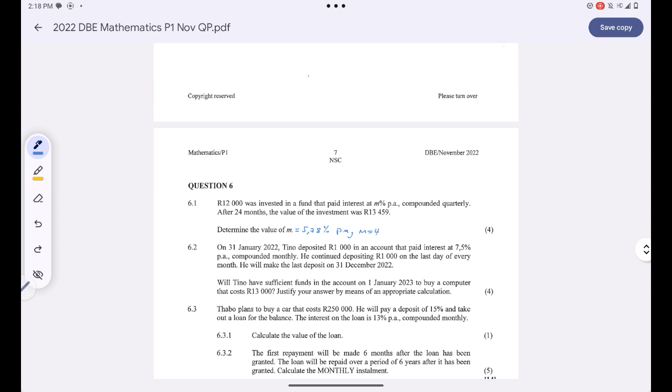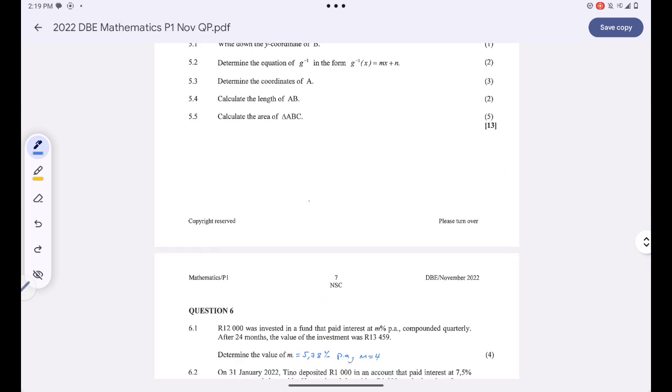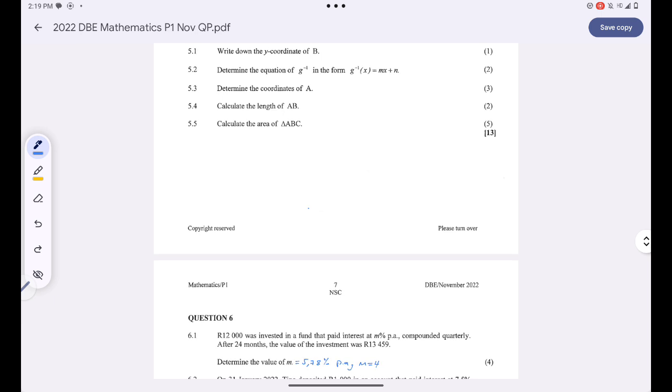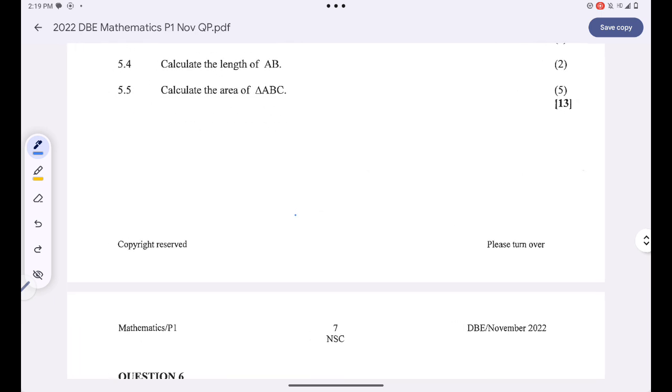Okay, they want to know that if Tino starts investing 1,000 rands every month for 1 year, will he be able to raise an amount of 13,000 in future? So the amount that we want to know whether it will be 13,000 or not, that will be the future value amount, because we don't have it right now, but it will be available in future. So this thing is the one that tells us that we must use the future value.